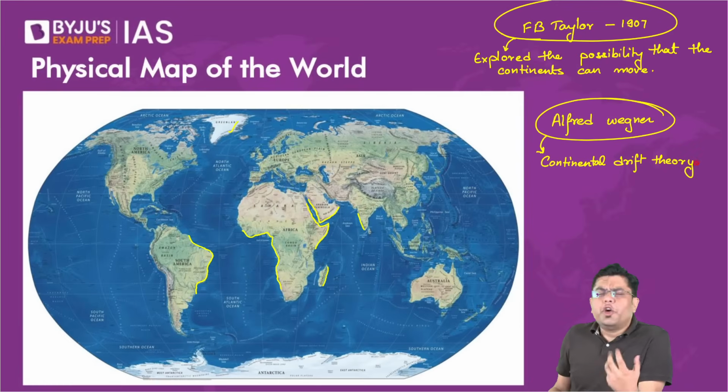Now, what was this theory all about? Continental drift. What do we understand by drift? Any kind of movement which is initiated, right? That is what is referred to as drift.